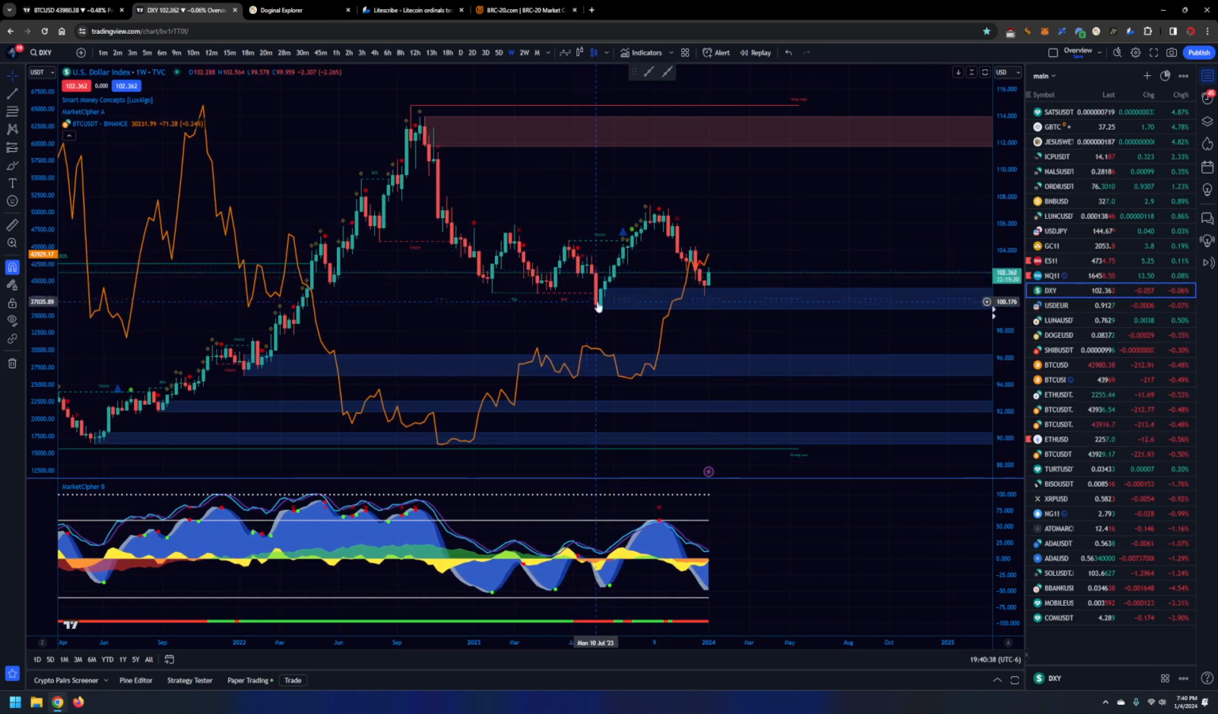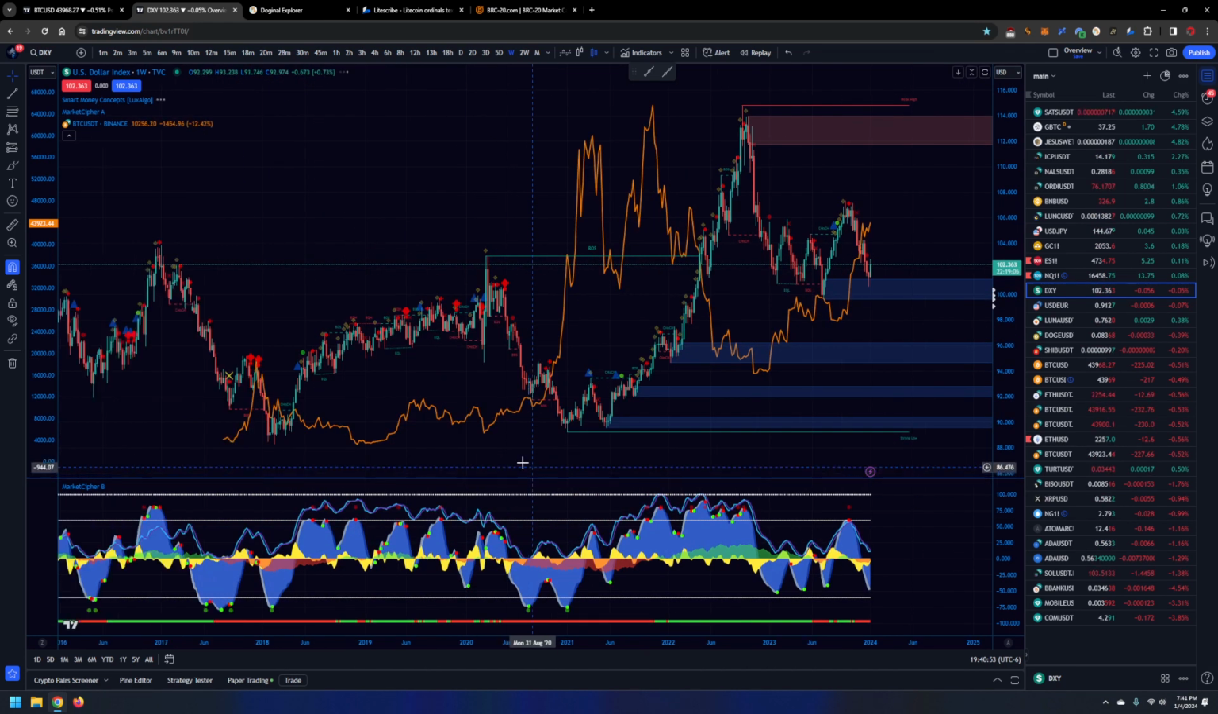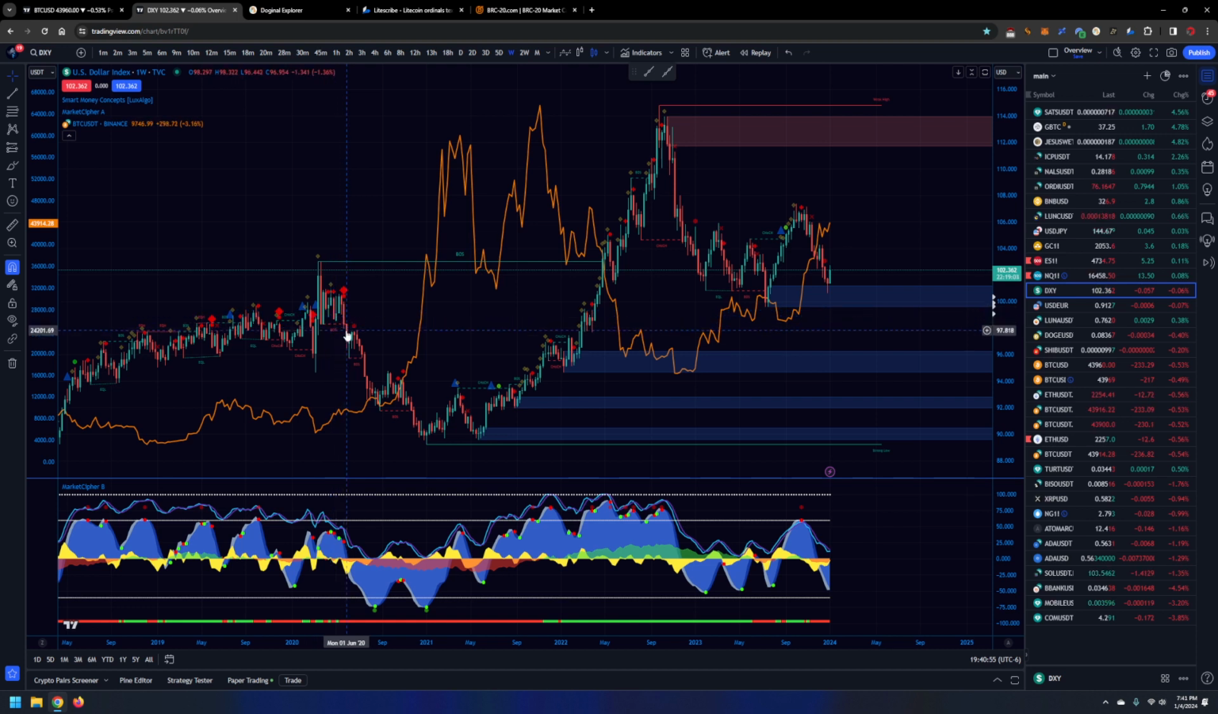So the moves on Dixie, we have sort of a sell-off and then we get a pump. We have a major sell-off and then we start getting a pump. It doesn't line up super well. However, we have the sell-off here.